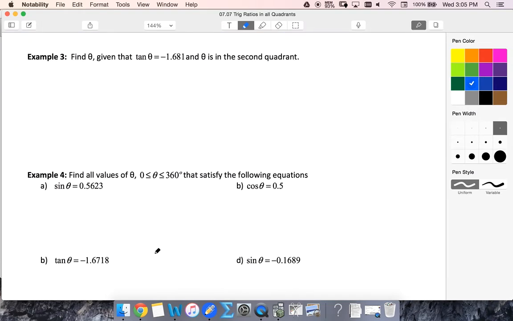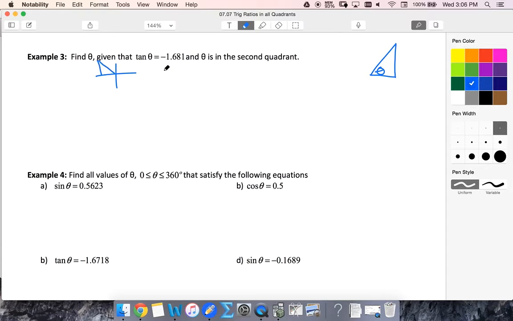So find theta given that tan theta is negative 1.681. So that means if I'm thinking about this, my ratio of opposite to adjacent is negative 1.681. So this number is bigger than 1, so the y value is bigger than the x value. It's in the second quadrant. So I'm going to draw this somewhere in the second quadrant. My angle will look something like this, where my y value is bigger than my x value.